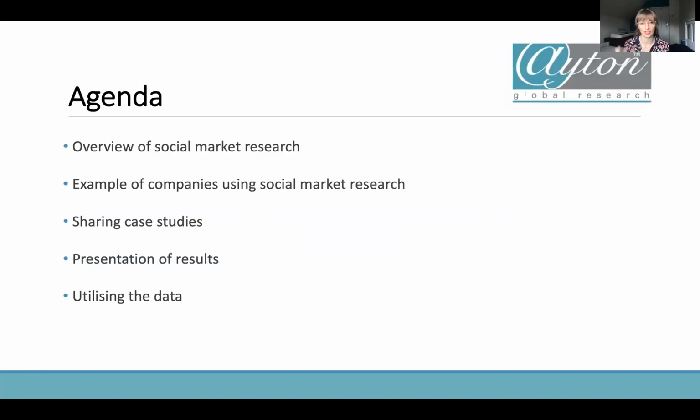To go through the agenda, I'll be looking at what social market research actually is, what I mean, and how companies are using social market research in their advertising and, like I said, in their social media. I'll share some case studies of some market research I've conducted based on things that are trending or current events, how I can present the results for that, and also how you can utilize that data as well.